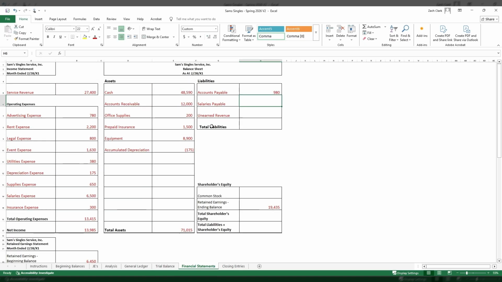What do we got here? 980. Okay, perfect. Let's drag these. That's good. You can auto sum those again. 16,480. Okay, now let's prepare the shareholder equity section.